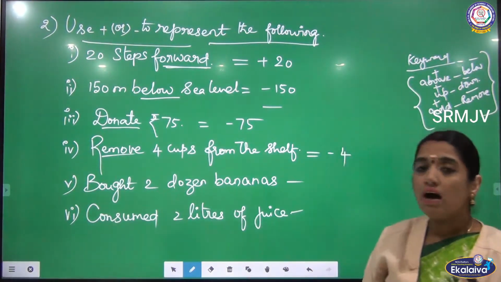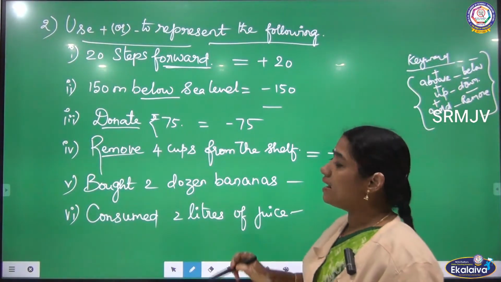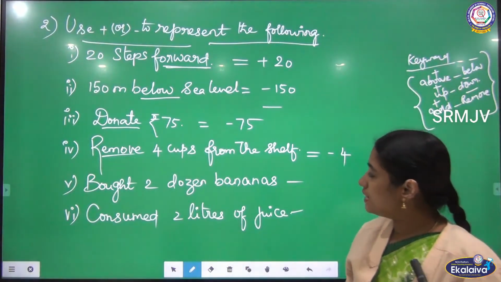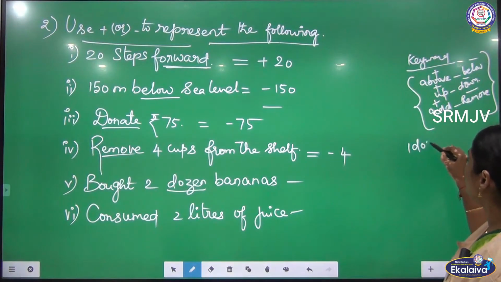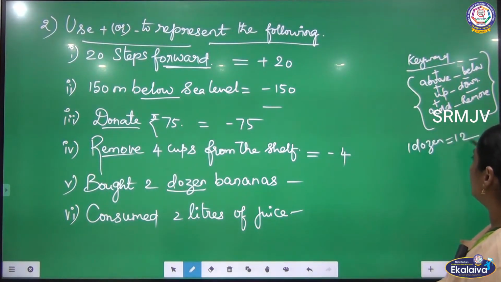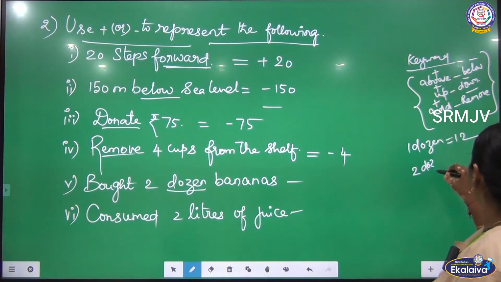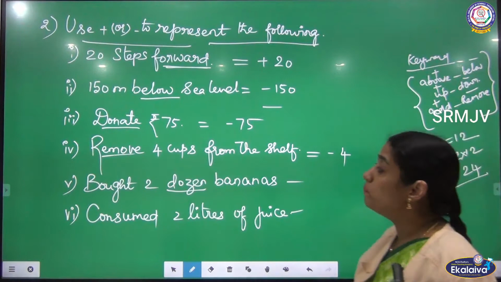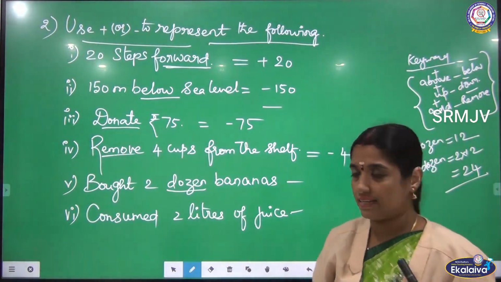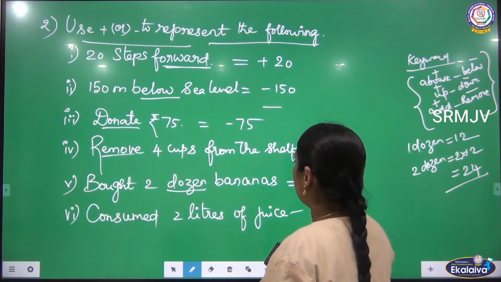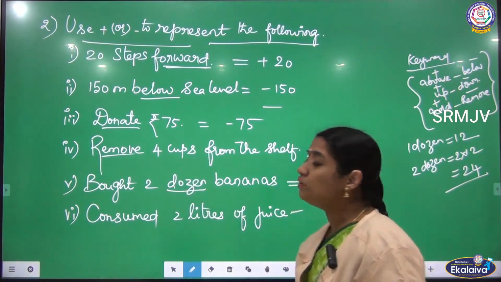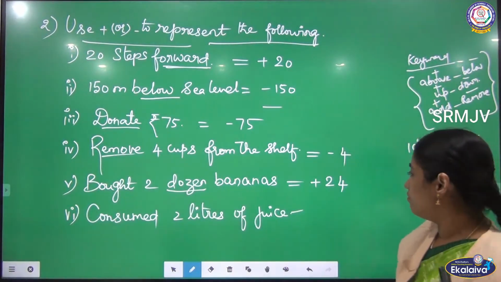Okay. Bought 2 dozen bananas. See, you know that 1 dozen is equal to how much? 12. If 2 dozens, then what? 2 into 12, which is what? 24. So listen, bought, so I can get. So what is that? Plus 24, 2 dozen. So 2 into 12 is 24.